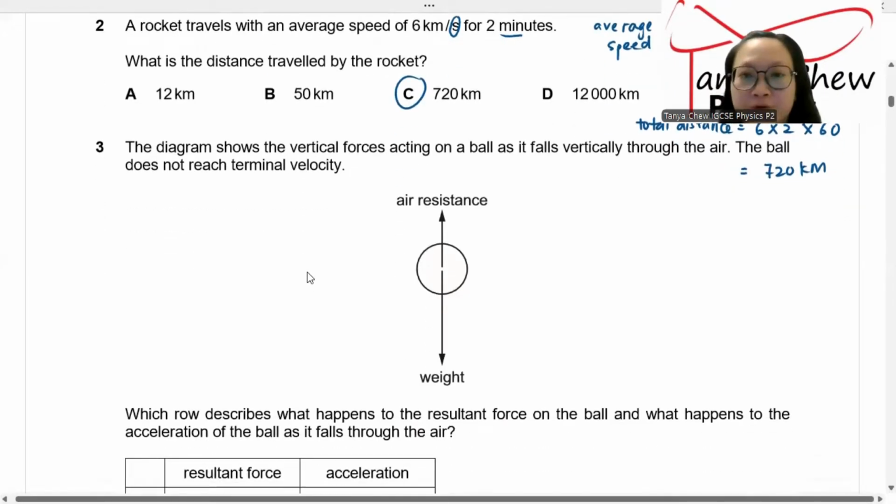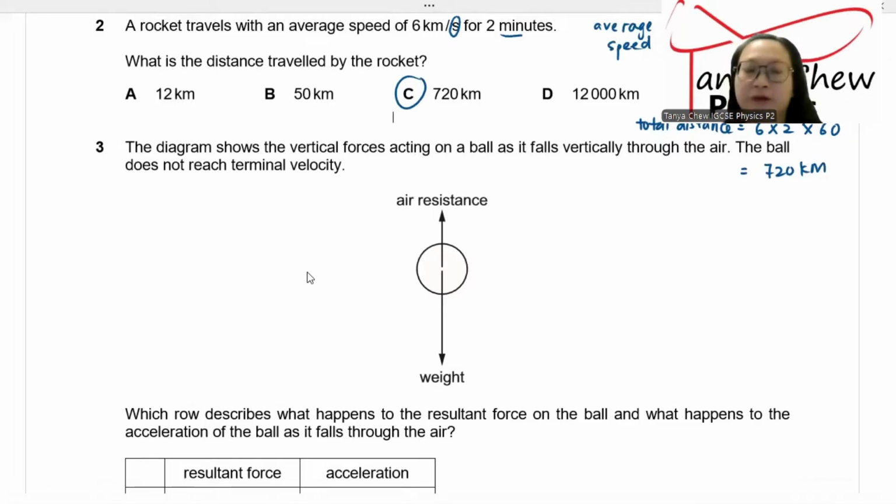Now, question number 3. The diagram shows the vertical forces acting on a ball as it falls vertically through the air. The ball does not reach terminal velocity. Now, what is terminal velocity again? Terminal velocity simply means the maximum velocity achieved by an object, or in this case, the maximum velocity achieved by the ball when the resultant force acting on the ball is equal to 0. Or in other words, air resistance balances the weight of the ball. Now, the question did mention that the terminal velocity is not being reached.